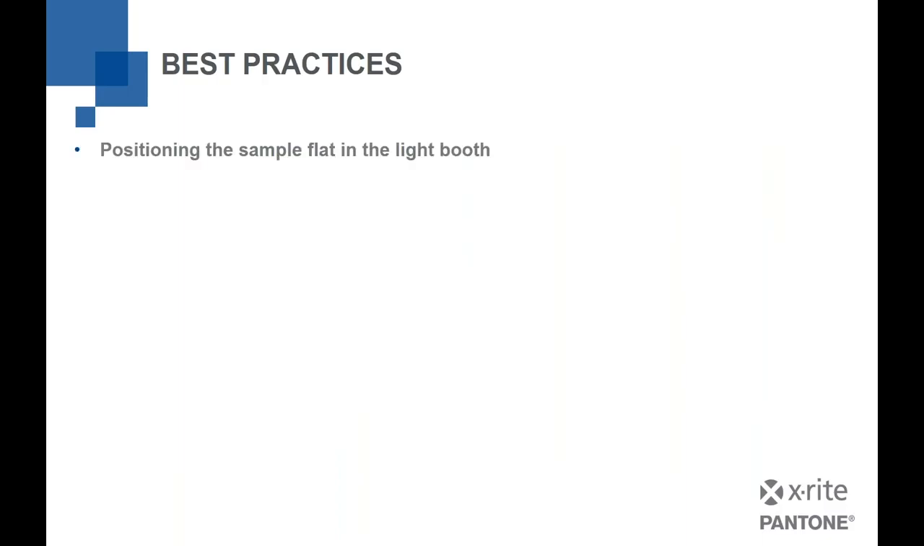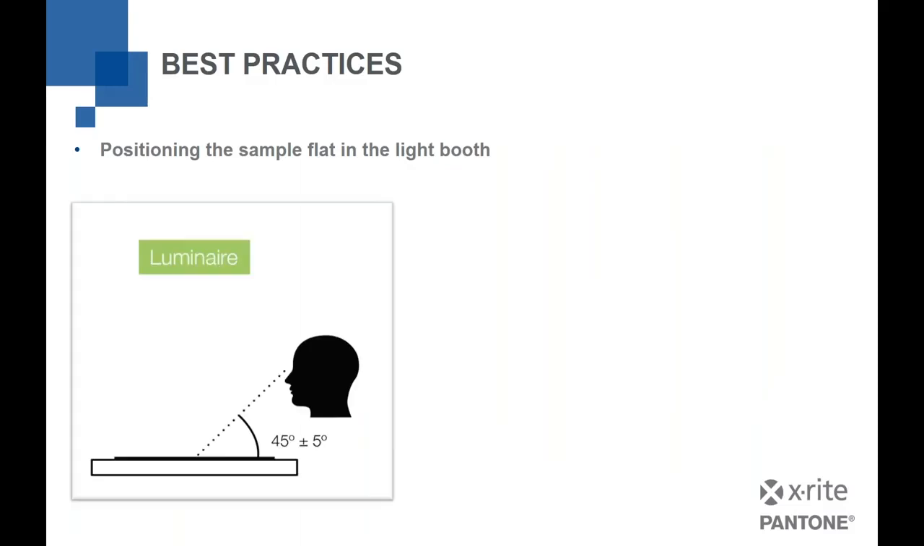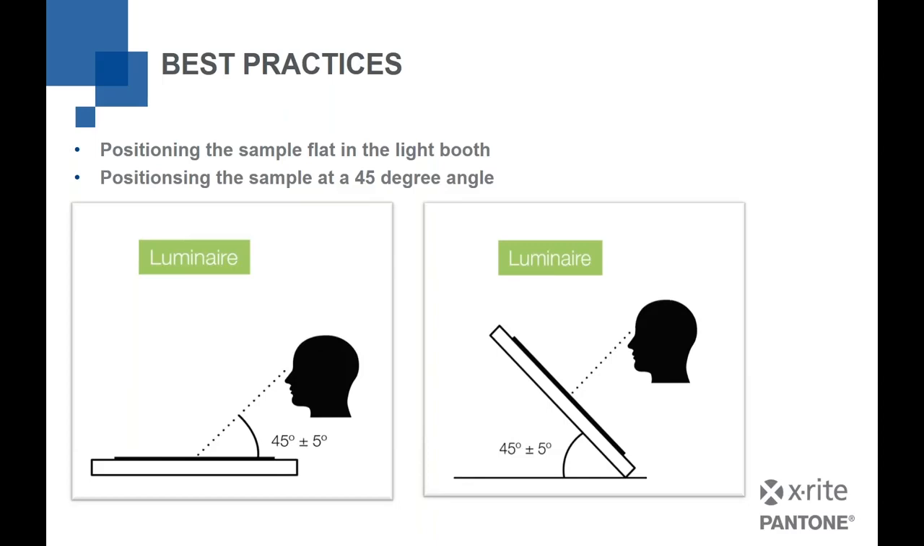One is about how we put samples in a light booth. So maybe the most important one. There's 2 ways to do it. Positioning the sample flat, in other words, laying it on the surface of the booth, or parallel perpendicular to the luminaire, which is the actual lights. The other way that we see people do it is they may position the sample at a 45-degree angle. So they've got something that's holding the sample at a 45-degree angle. Either of those 2 methods will work and be repeatable, but there's a caution.